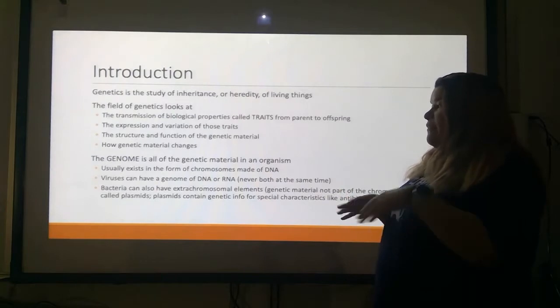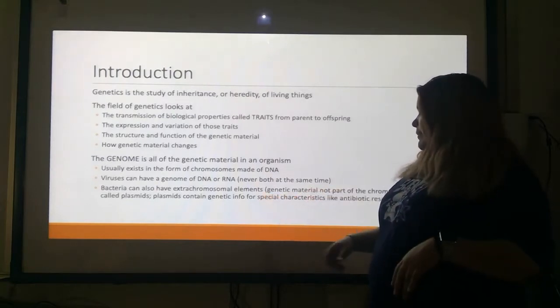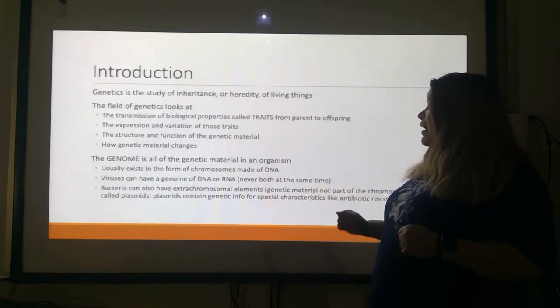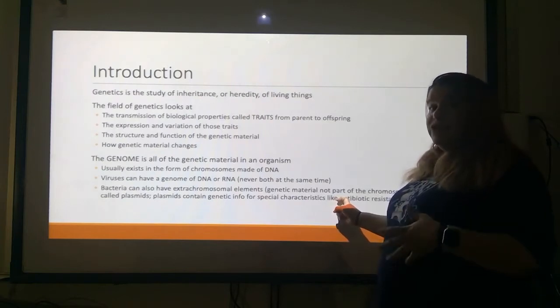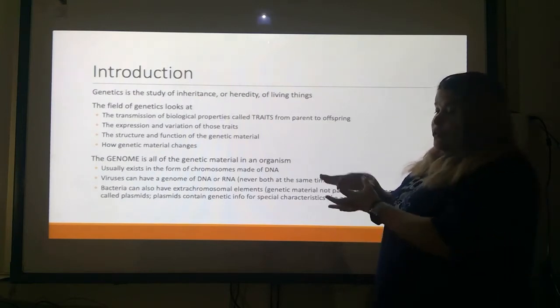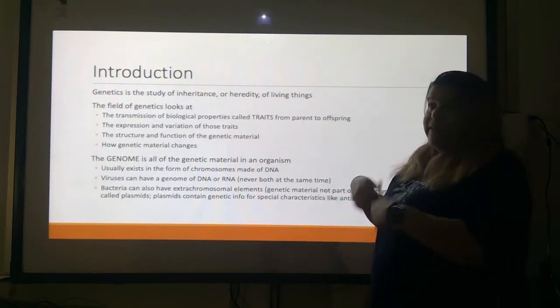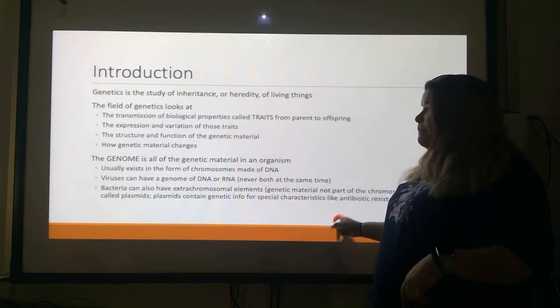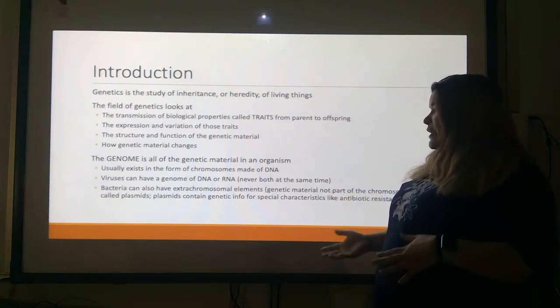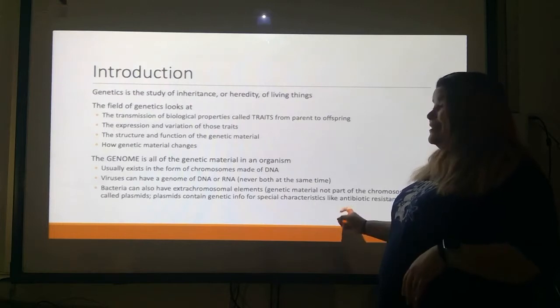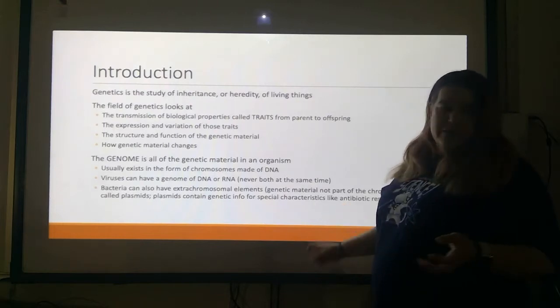Bacteria can also have extra chromosomal elements, genetic material that is not part of the chromosome. These are called plasmids. These are those extra rings of DNA that I had previously mentioned. Plasmids contain genetic information for special characteristics such as antibiotic resistance.